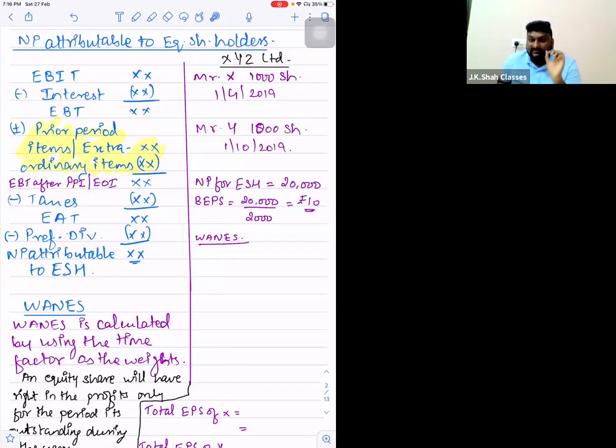Weighted average means we will be considering Mr. Y's shares outstanding for a period of only 6 months. Means technically Mr. Y will get the rights in EPS for a period of only 6 months. Now, let us calculate WANS. With respect to Mr. X, he has 1,000 shares. And can I say these 1,000 shares are outstanding for full 12 months? Outstanding as in they have been issued for full 12 months, multiplied by 12 upon 12.